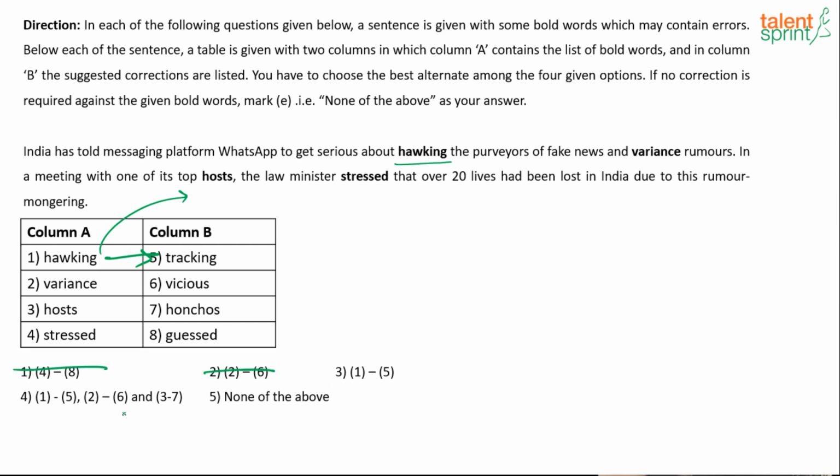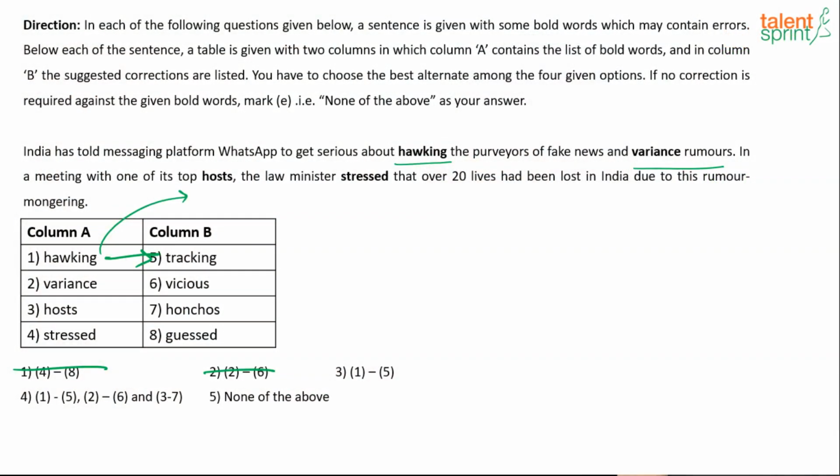Now you have 2 variance, which should it change to, and variance rumors. What is the meaning of variance? Variance means seeing variety. So is it variety rumor or variance rumors that we are talking about? Different rumors? No, we are talking about vicious rumors. We are talking about the quality of the rumor, and the quality is that it is vicious. So 2 will definitely change to 6.